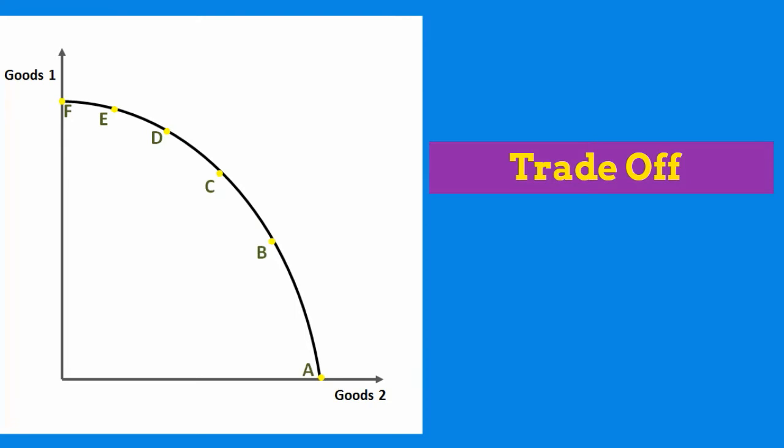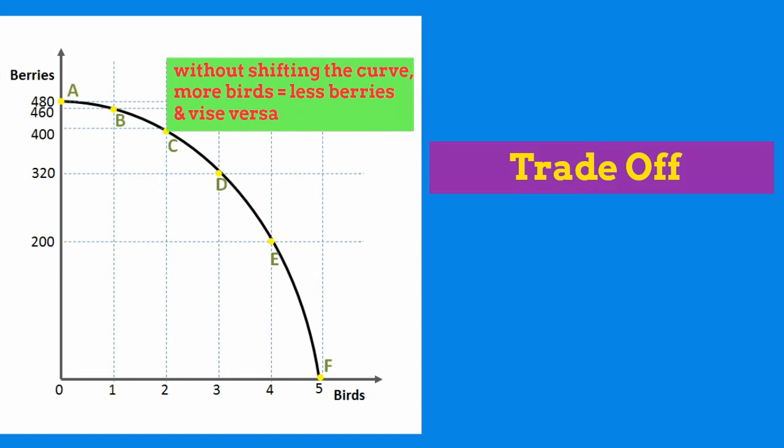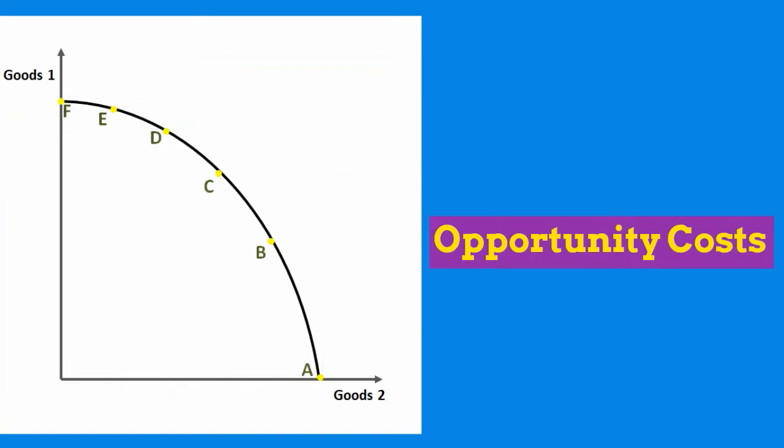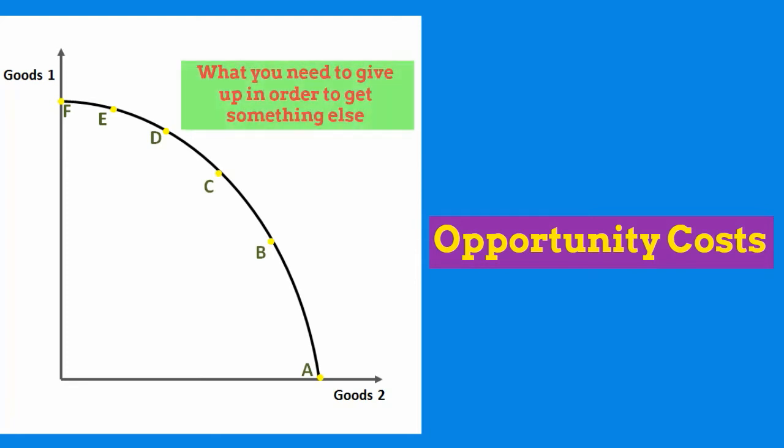Number 2, trade-off. The PPF shows trade-off. Without any shift in the curve, if you decide to catch more birds, you need to give up some berries, or if you decide to pick more berries, you need to give up some birds. This happens when you move along the curve. Number 3, opportunity cost. Opportunity cost is the measure of trade-offs in quantifiable terms. It is what you are giving up in order to get more of something else.